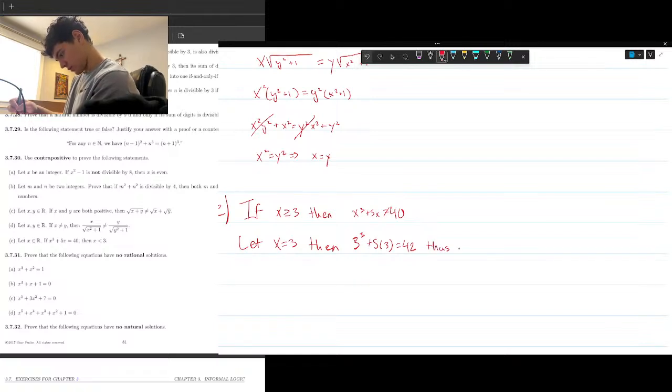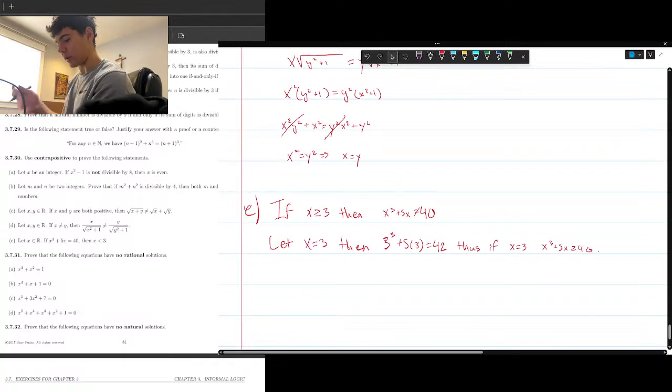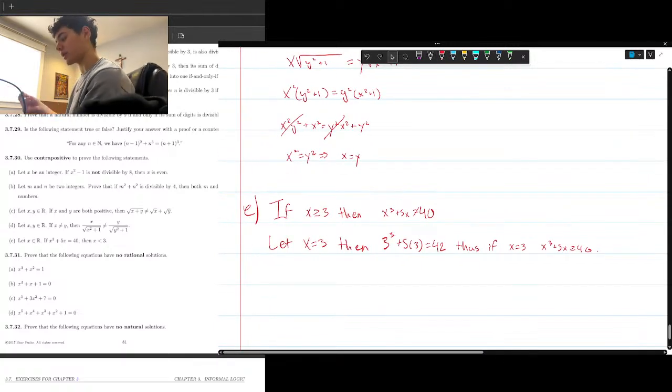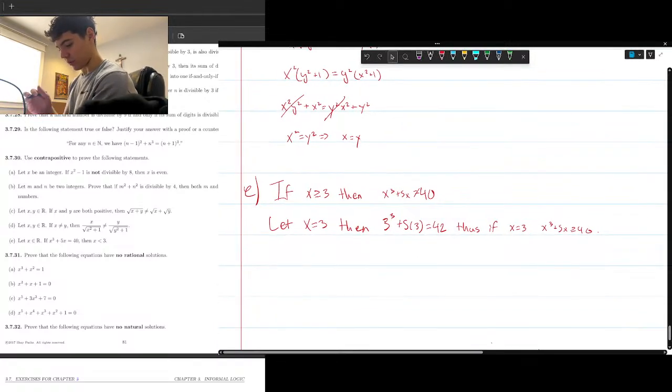Thus, since 3 is the largest value that x can take on in the contrapositive, and that's already greater than 40 in this equation, then we already know that the contrapositive is going to be true, right?